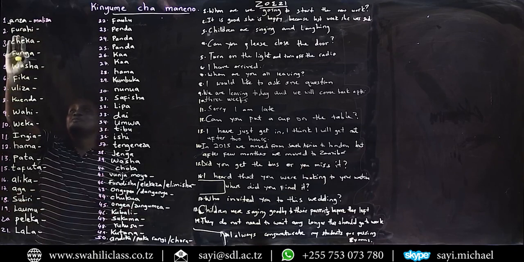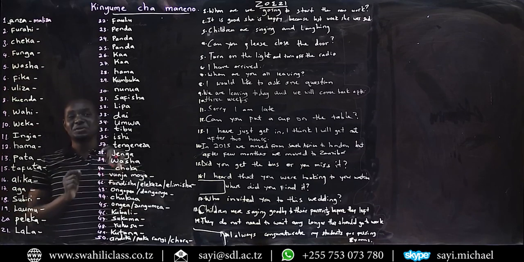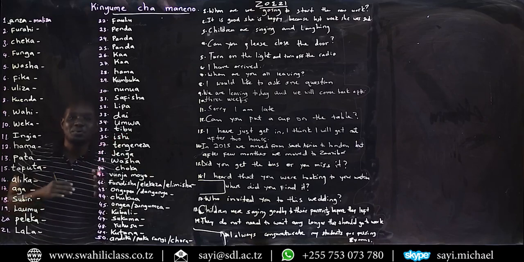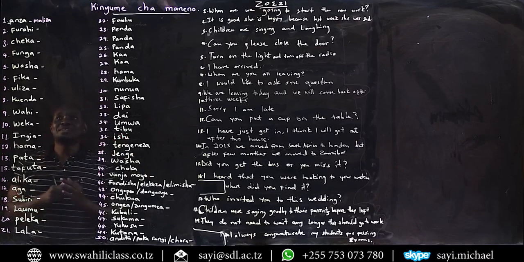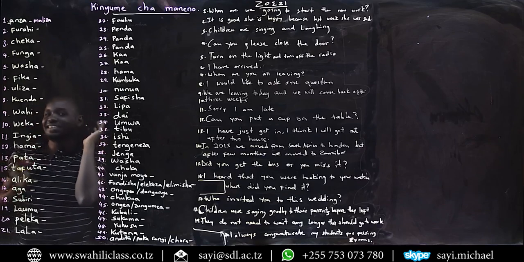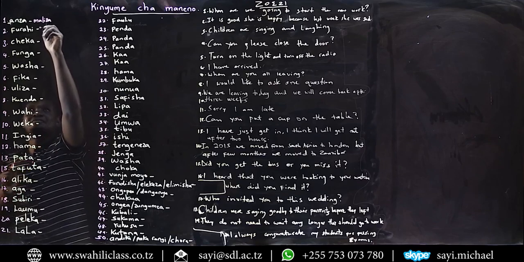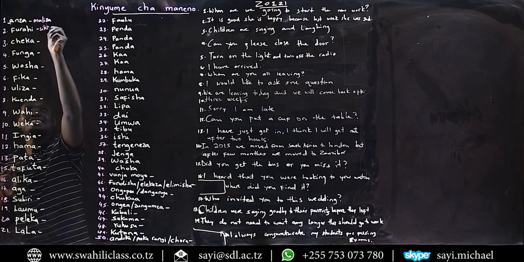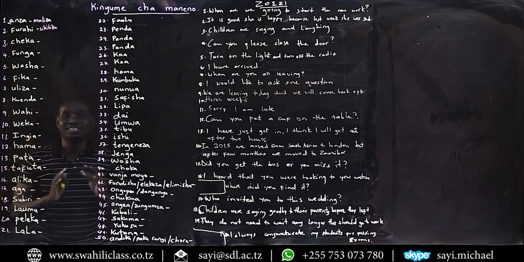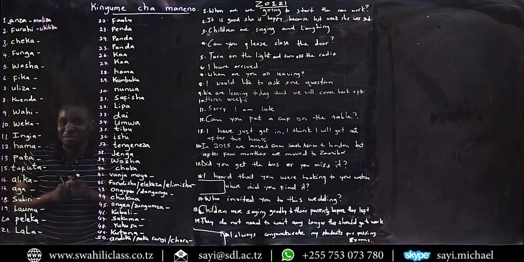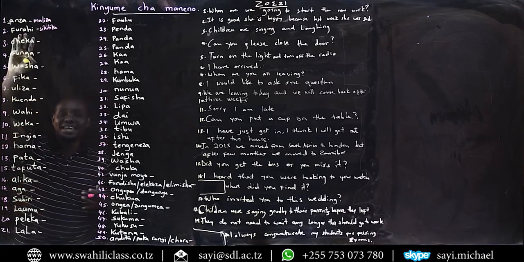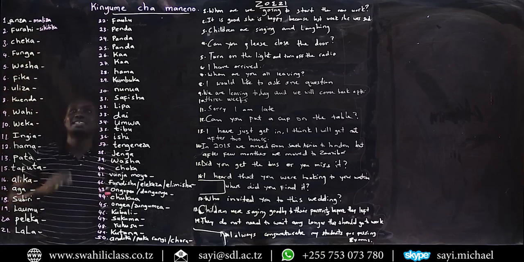Number two, furahi. Furahi is to be happy. So the opposite of furahi will be what? Say it. I will write. You just say it. Furahi. My opposite is sikitika. So what is the meaning of sikitika? I'm sure you know the meaning of sikitika. Sikitika is to be sad. So furahi, be happy. Sikitika, be sad.